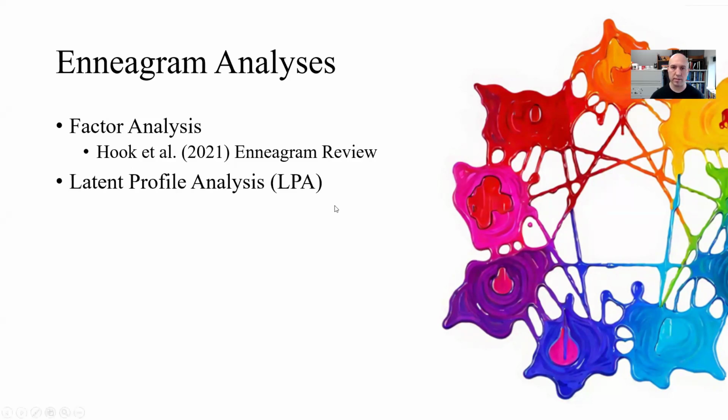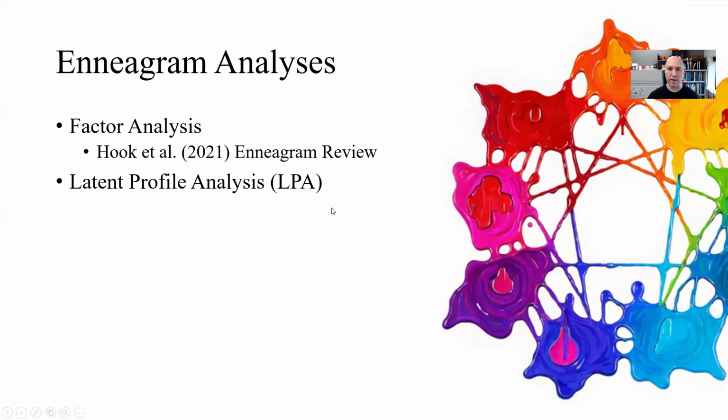What this latent profile analysis does is it looks at all the different ways that people respond to the Enneagram questionnaires, and it statistically lumps them together into different groups. So it's really the way, if you have a data set, to find if there are different types of people. This would be the best way to do it with the Enneagram. Again, factor analysis should also show 9 factors, but latent profile analysis would be an even better way to do this, and they should agree with each other.